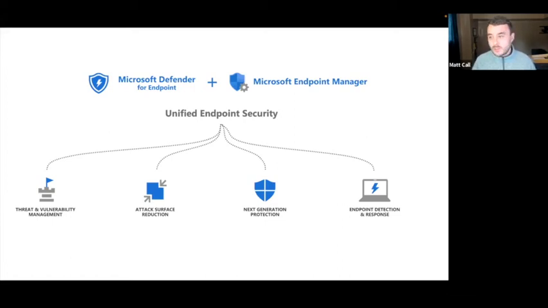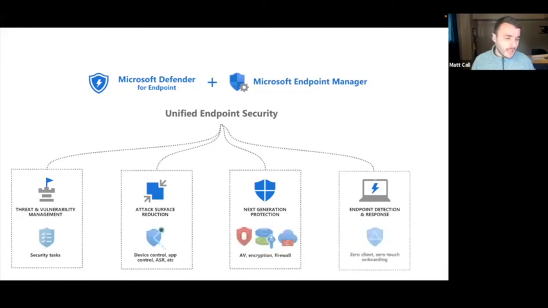So when we start thinking about where we collaborate and what we work on, there's sort of four areas, right? There's the endpoint detection response components. There's the threat and vulnerability management components, which are really Defender owned scenarios. And those are core to the Defender value proposition, the Defender for Endpoint value proposition, right? So those are key there.